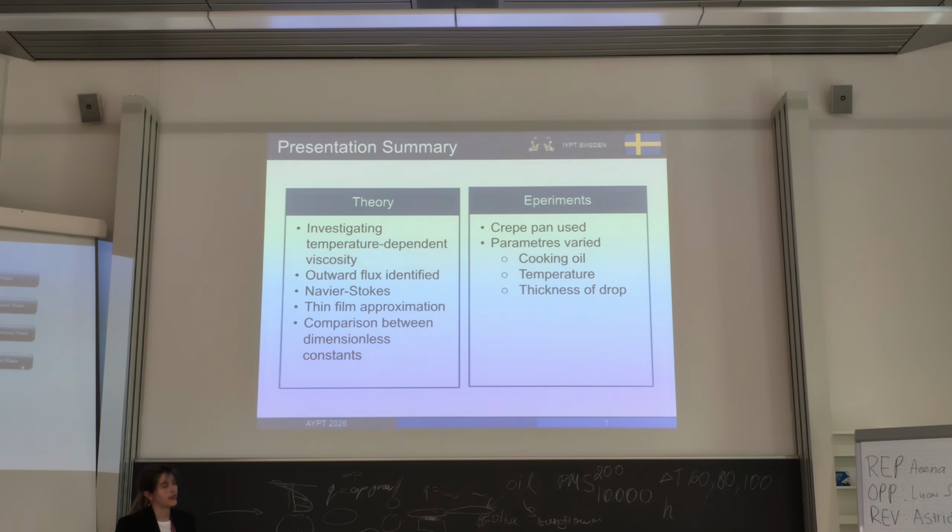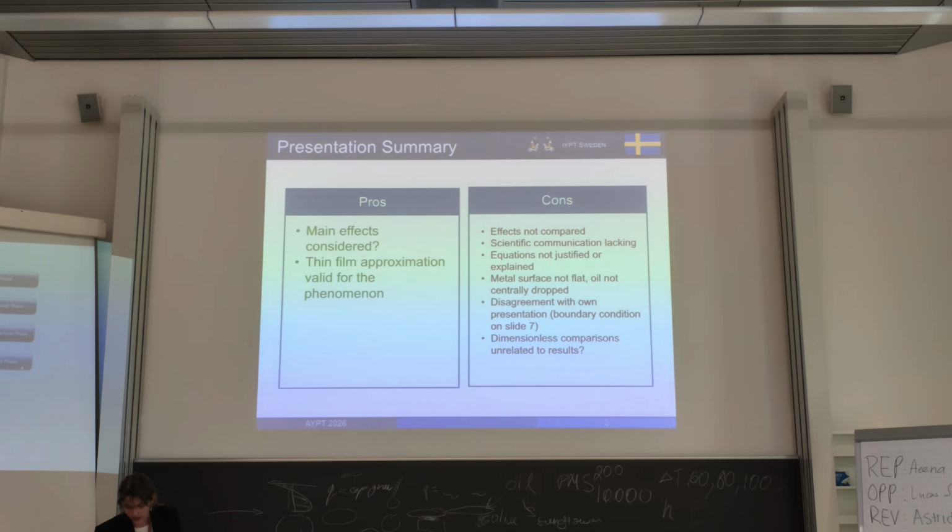For their experiments, they used the pan, and from what we could tell, the parameters that they varied were the type of cooking oil, or in this case, the type of oil, as cooking oil was maybe or maybe not used, the temperature of the oil drop, and the thickness of the drop.